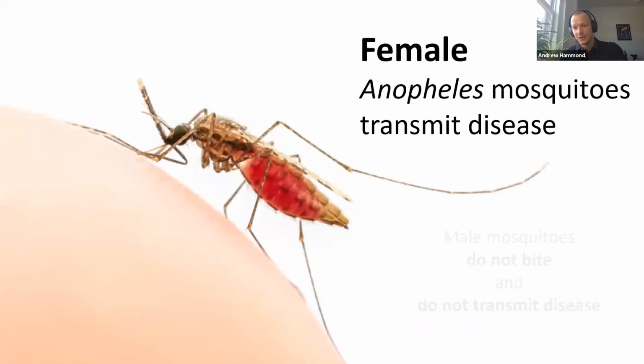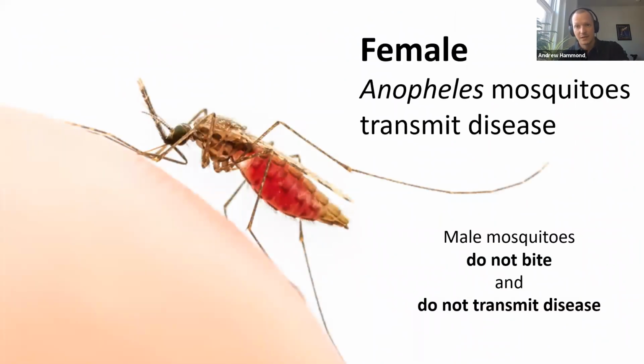And again, I don't want to be cruel to all of those mosquitoes, because they're not all bad. It's only the females. And that's because male mosquitoes, they do not bite and they do not transmit disease. It's only the females that bite. And they do this because they take blood and they use that blood for the proteins to make eggs.